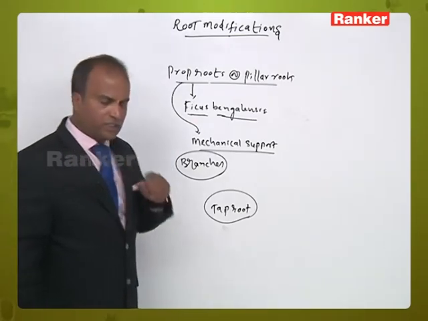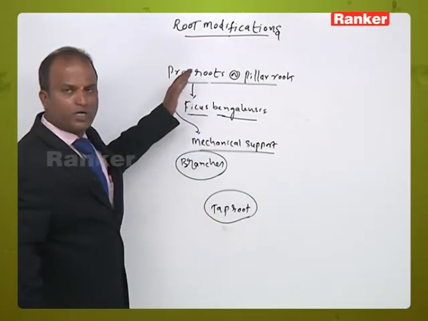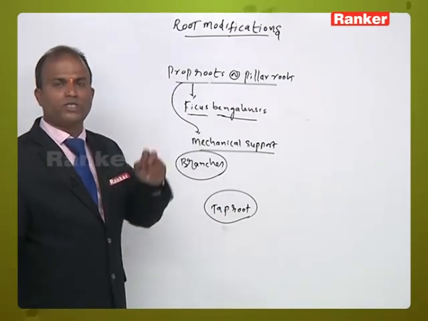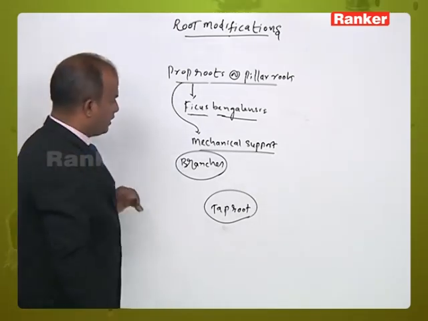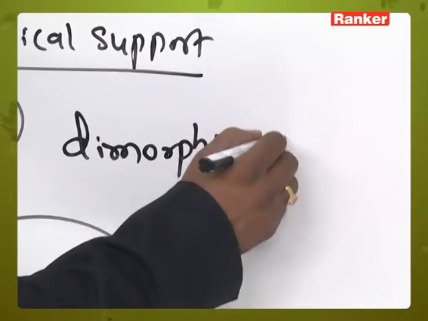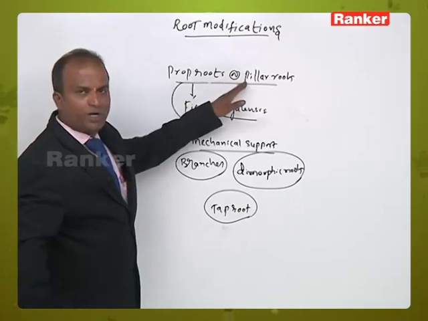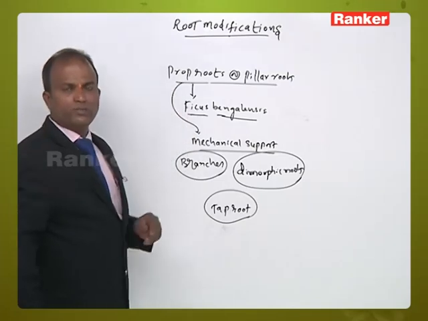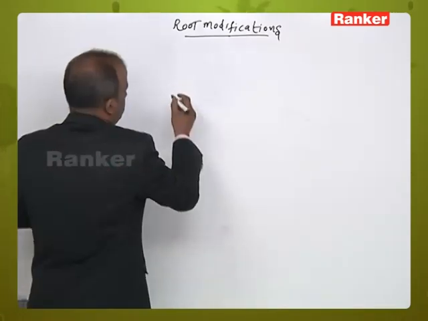That means in Ficus bengalensis, dimorphic roots can be seen. Why? Because it shows prop roots or pillar roots as well as a taproot, so it shows two types of roots morphologically. One root is the prop root or pillar root, and the other is the taproot. So this is about prop roots, also called pillar roots.